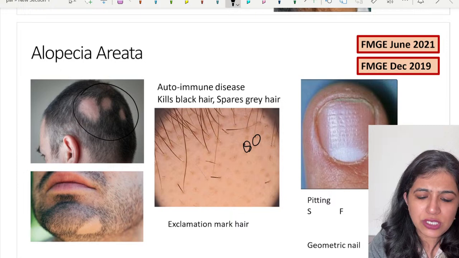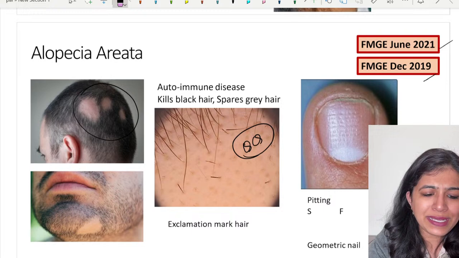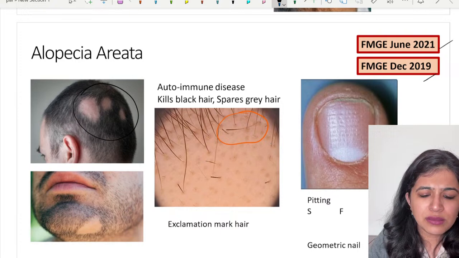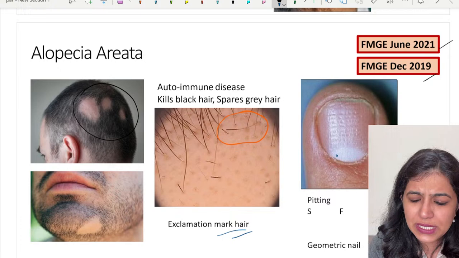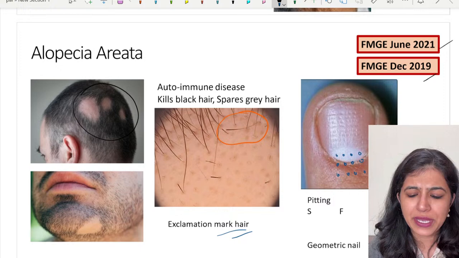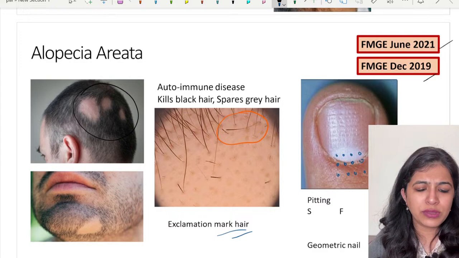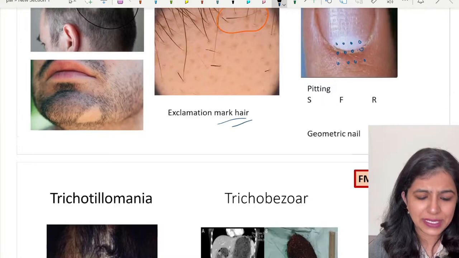This is the question which has been asked twice in 2021 and 2019. What is this image? What do you see here? You see this beautiful sign here. This is the exclamation mark here. This is a very, very important image with respect to alopecia areata. Then in the nail, what do we see? We see regular pitting. This is the pitting of alopecia areata, so regular that it is called a geometric nail. So these two are the important images from alopecia areata.